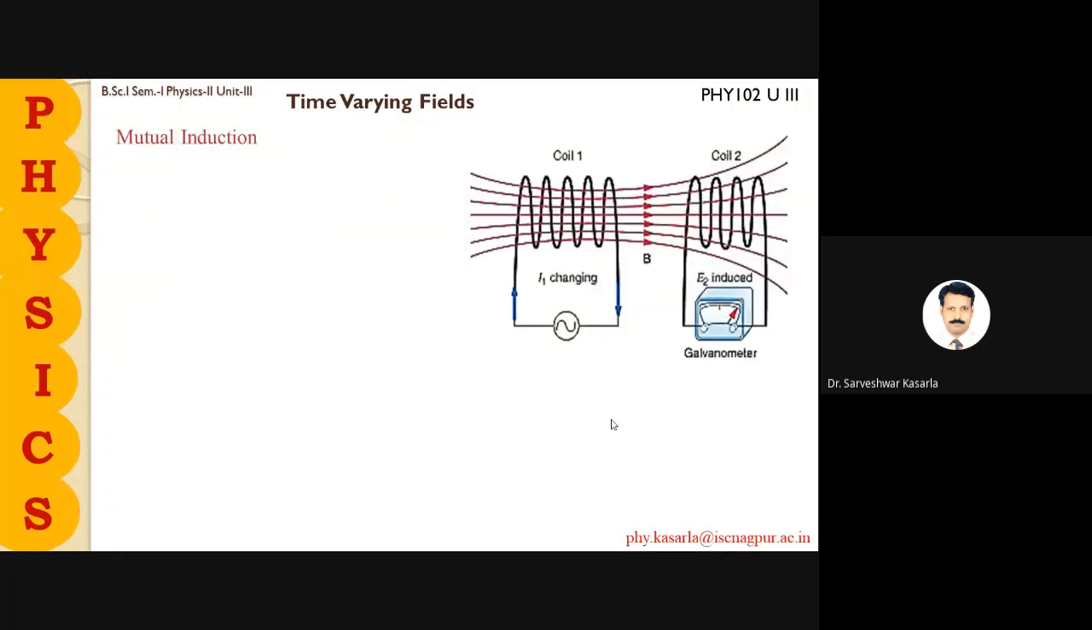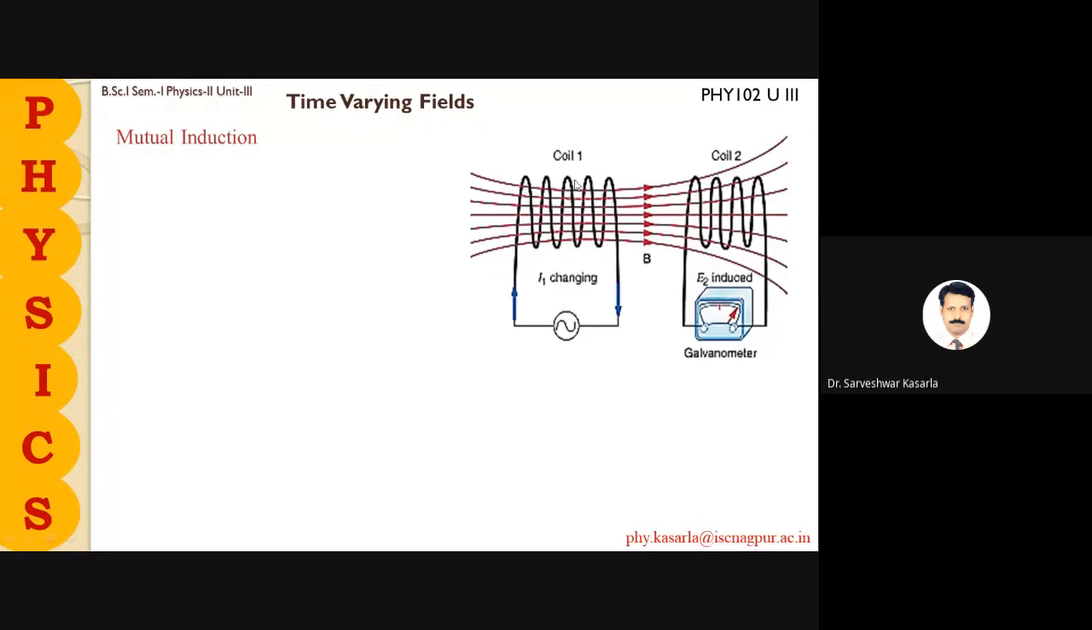Then let us see mutual induction. If you just see the diagram, there are two coils, coil 2 and coil 1. There is a magnetic flux linked with coil 1, because we are applying the electric field through this coil. So there is a magnetic flux linked with this coil because we have applied the EMF here. So there will be a change in flux.